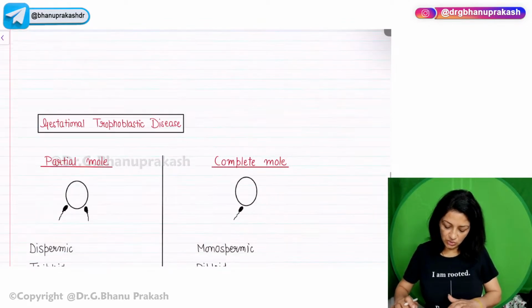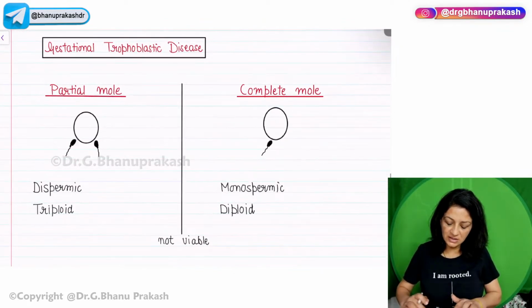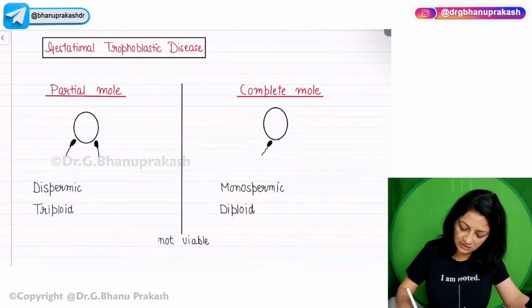So the next topic is gestational trophoblastic disease, which means molar pregnancy.